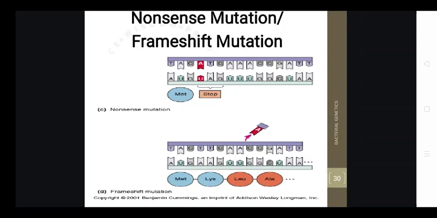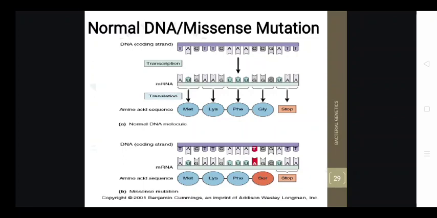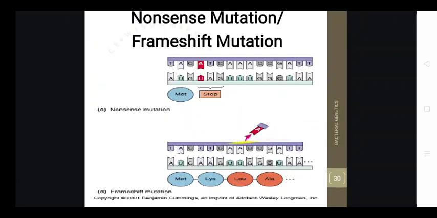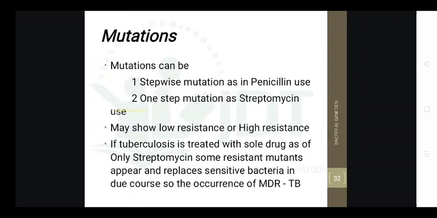And the last one is frame shift mutation. Due to the deletion of adenine from this site, it will change the amino acid sequence from methylalanine, lysine, phenylalanine, serine to methylalanine, lysine, and alanine. So that is the frame shift mutation. So this is all about the mutation.